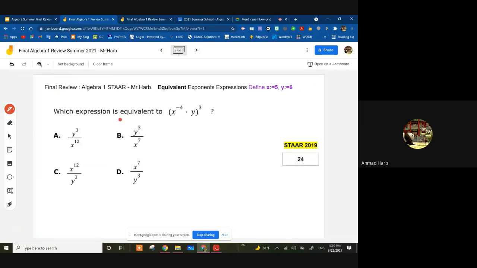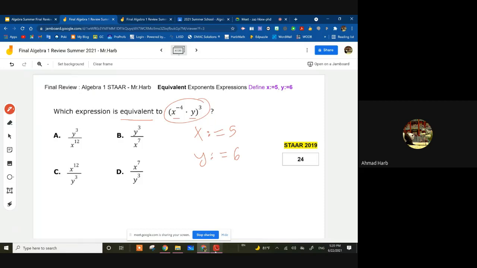Now, which expression is equivalent to this? But you notice there's x and there's y. So now we have to define two letters. The first letter is defined as 5. The second one is defined as 6. And the same procedure: you type it in and you look for the expression that is equivalent to it.